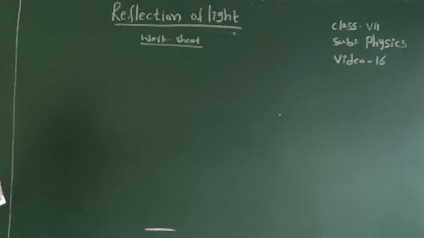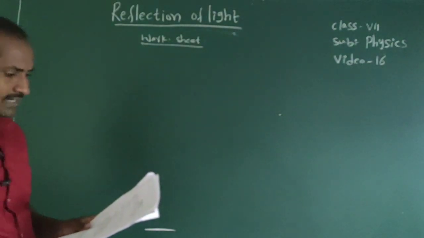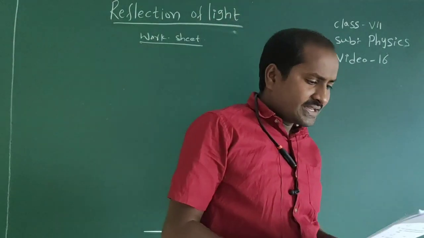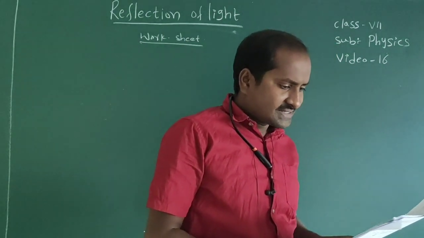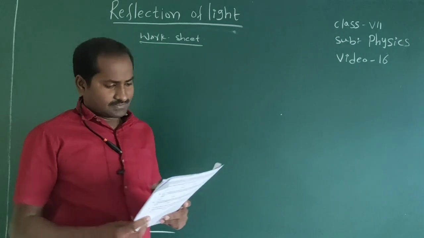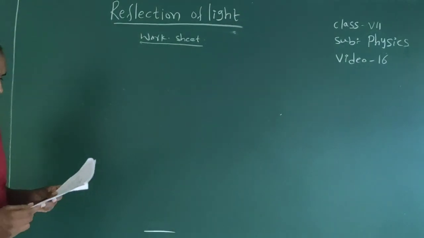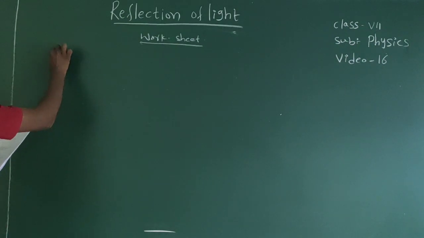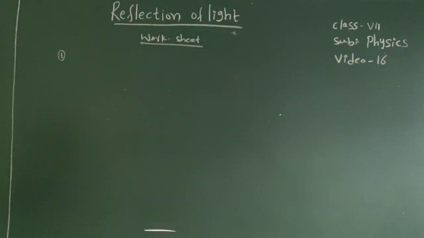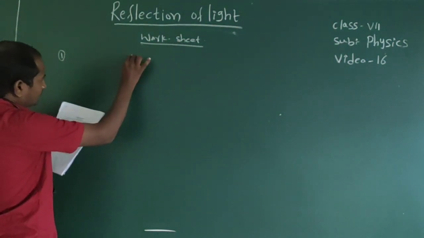Okay. Now listen. If a reflection takes place at the convex surface of a spherical mirror, then it is called a convex mirror. First one: the reflection that takes place at the convex surface of a spherical mirror is called a convex mirror. Listen.